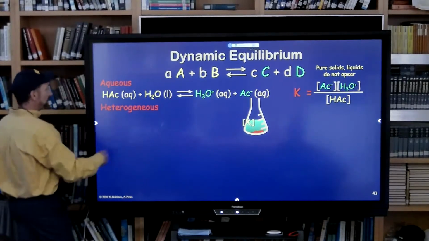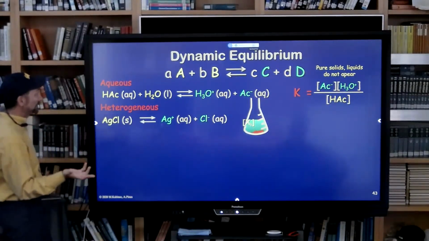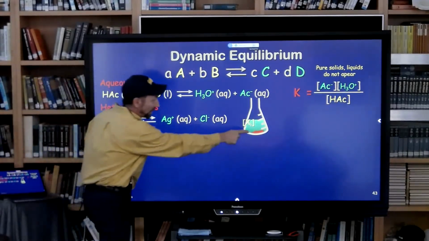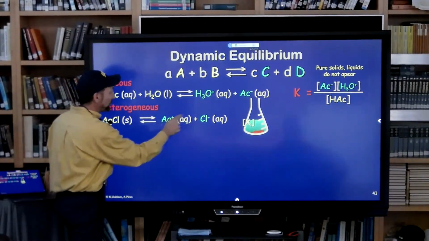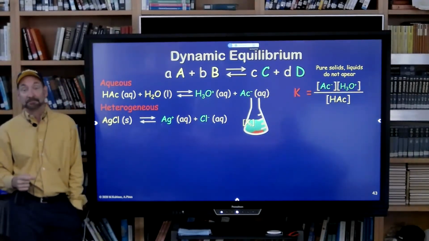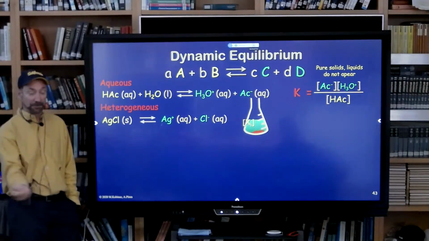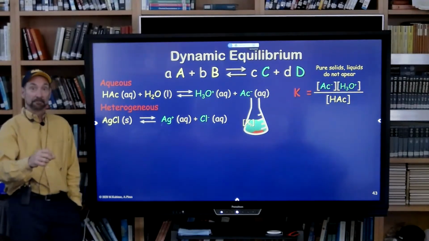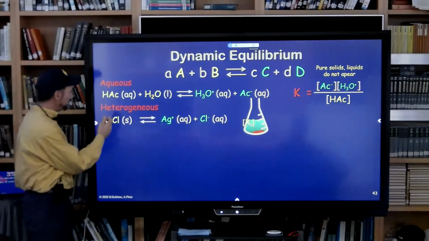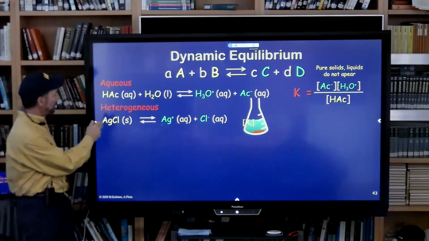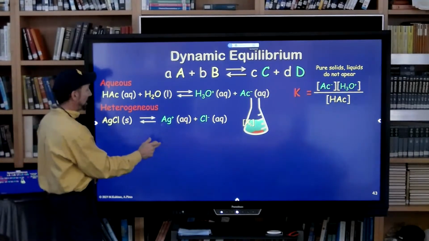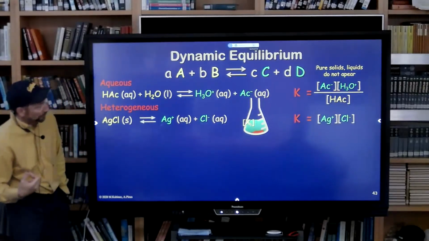So that's an aqueous solution. We could have a heterogeneous solution where you have a solid, silver chloride, in equilibrium with the dissolved ions, silver ions and chloride ions. That's a possibility. That's dissolving salt. You put sodium chloride in water, you get sodium ions and chloride ions. The water tastes salty. Silver chloride is the same way, although not very much dissolves. Silver chloride is not as soluble as sodium chloride.